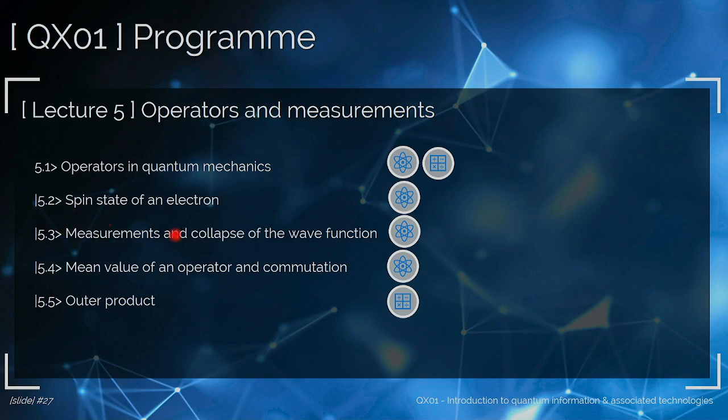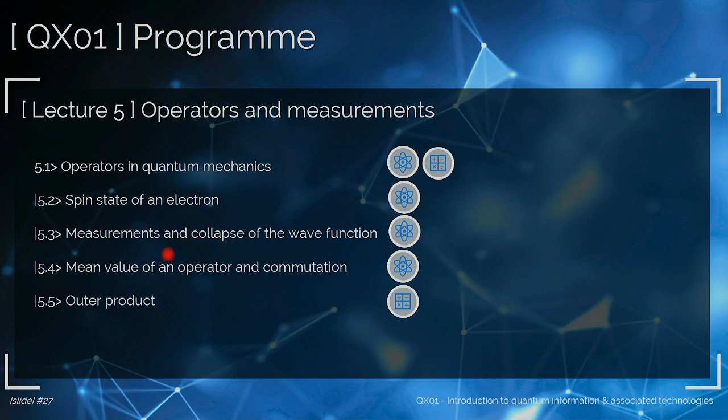And then I will move on to measurements, what it means in physics to make measurements, and in particular the notion of the collapse of the wave function. That's a very important notion in quantum physics, but also in quantum technologies, because the collapse of the wave function basically means that you measure, you move from having a quantum system to a classical system, which is your result.